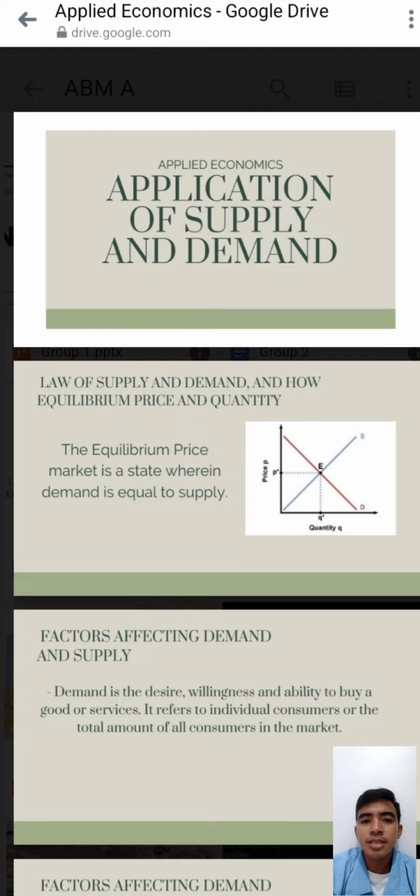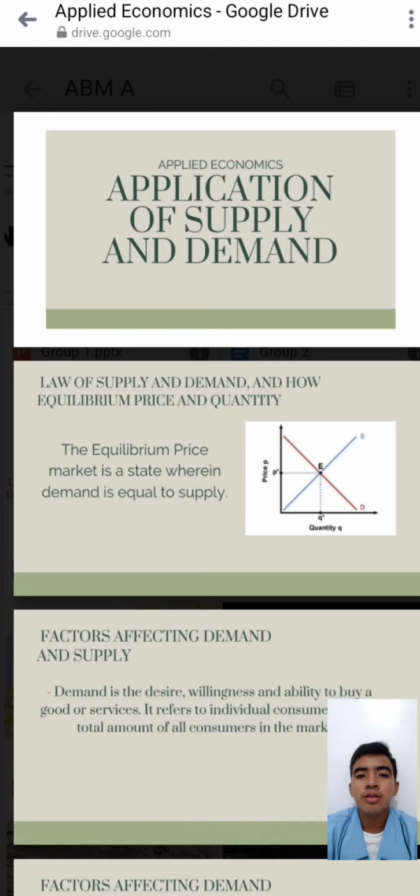The law of supply and demand combines two fundamental economic principles describing how a change in the price of a resource, commodity, or product affects its supply and demand. As the price increases, supply rises while demand declines. Conversely, as the price drops, supply contracts while demand grows. Factors affecting demand and supply.